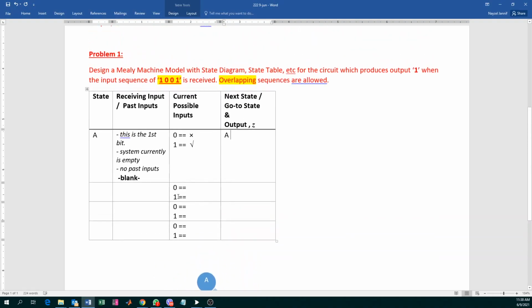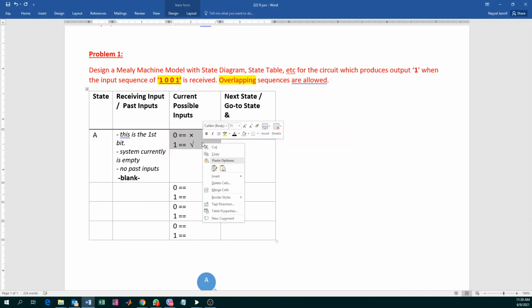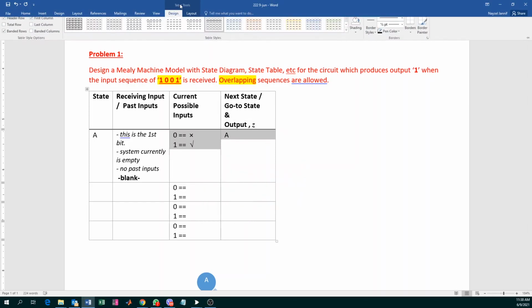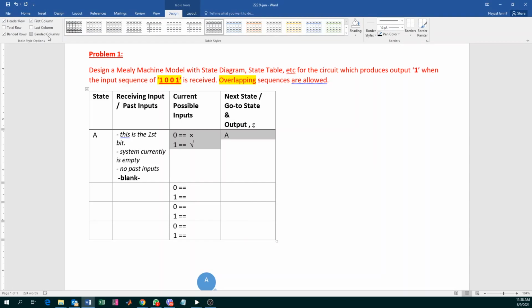And what happens here? Split cells. How do we split cells? Table tools.